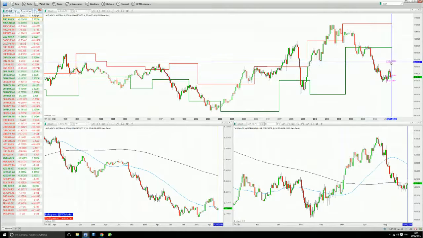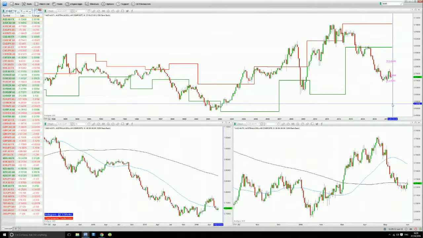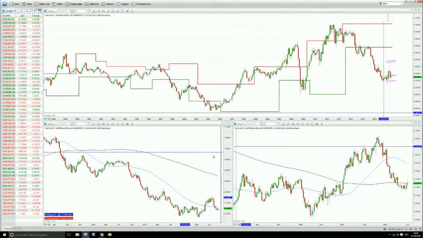What I want is price trading above, so that price will have a bullish bias, or below, where price has a bearish bias. If it's inside the pink lines like it is here, then generally I stand aside.